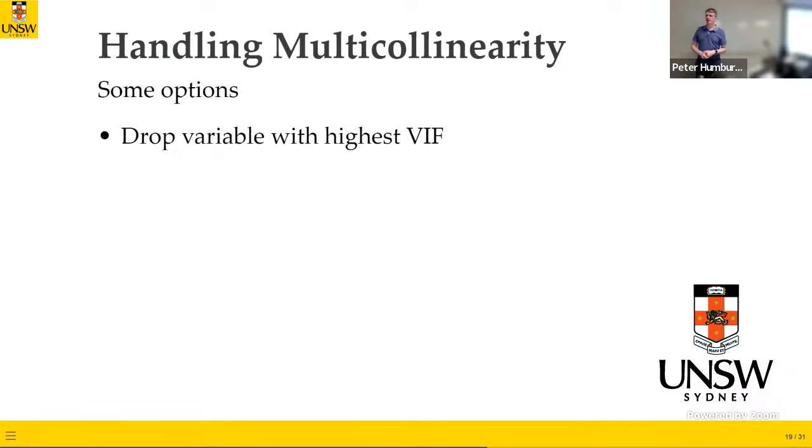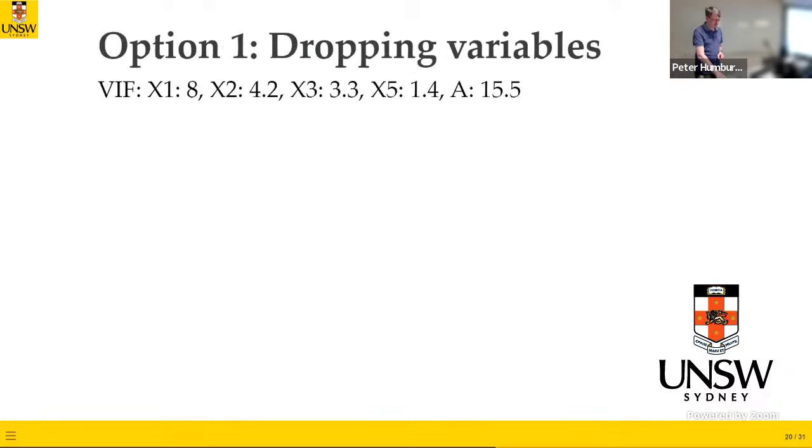Well, I promised you some possible solutions, so let's talk about them and see whether they're any good. The first option that might occur to you is, well, if there's a variable with lots of multicollinearity and my VIF is really high, I'm just going to remove it from the model, and that might solve the problem, right? And that is indeed a common strategy, I think. So here are our VIFs again as a reminder. A was 15.5 and by far the highest. So we're just going to drop that from the model, right?